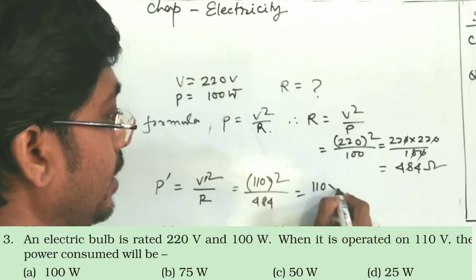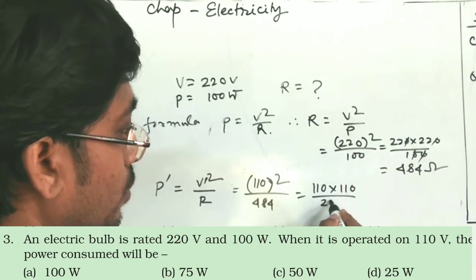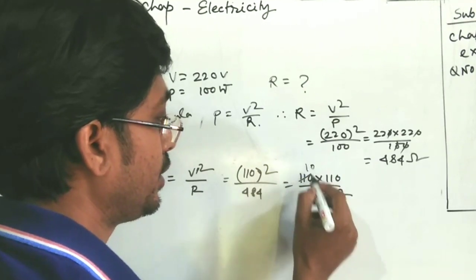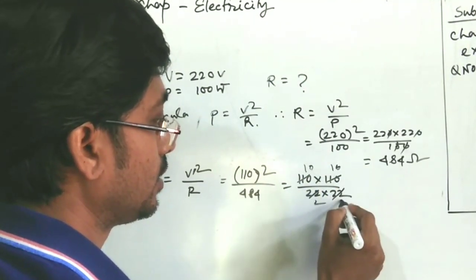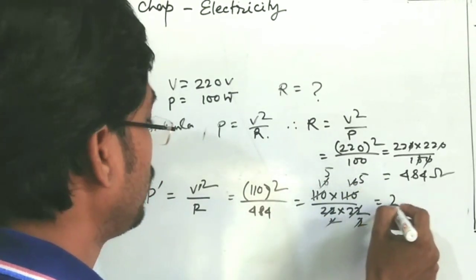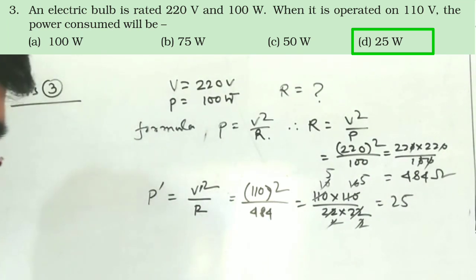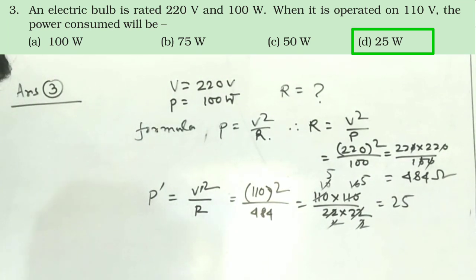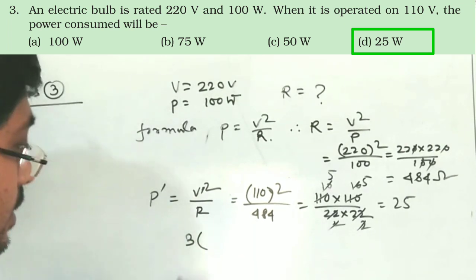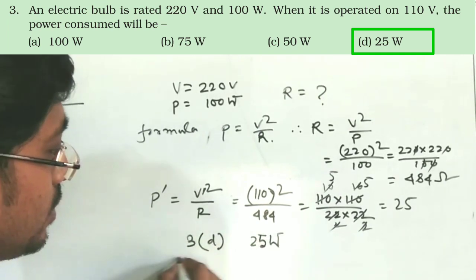So put this resistance 484. Then it will be 110 into 110 by 484. Actually we got 22 into 22 for 484, so it will be 22 into 22. Divide by 11, then it will be 10 by 2, which gives 5 into 5. It will be 25. So the power consumed in this case will be 25 watt. So the answer will be 3, it is option D. 25 watt, this will be the answer.